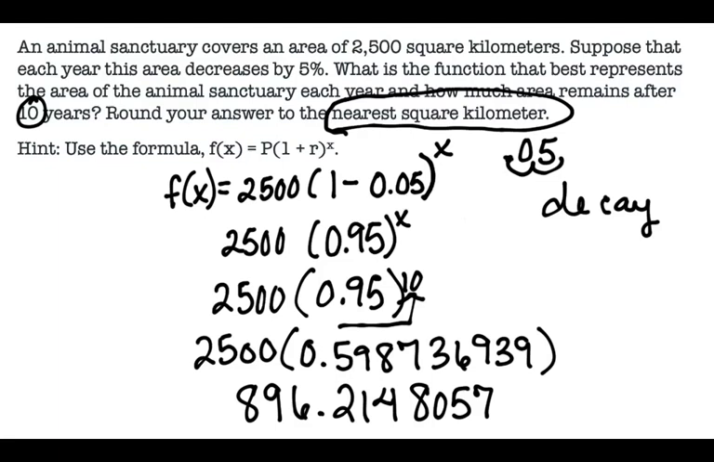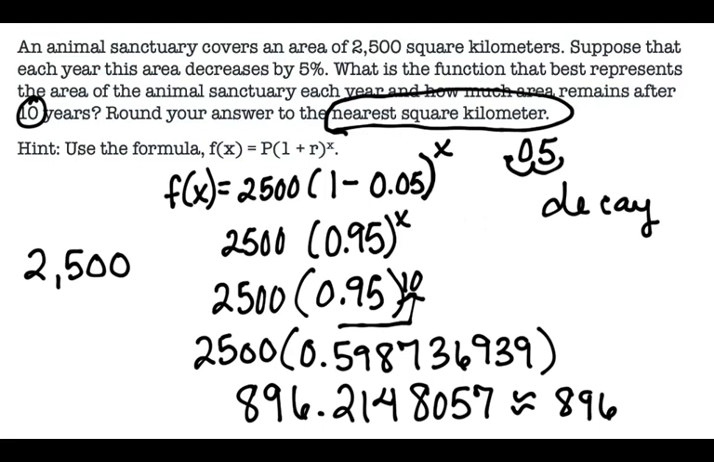So then we look back up in the problem and it says to the nearest square kilometer. So first you have to start out with how much you had originally. To the nearest square kilometer, that would be 896 when rounded, because 0.214 is not big enough to make it go to 897. But we started out with 2,500 kilometers in the beginning, right?